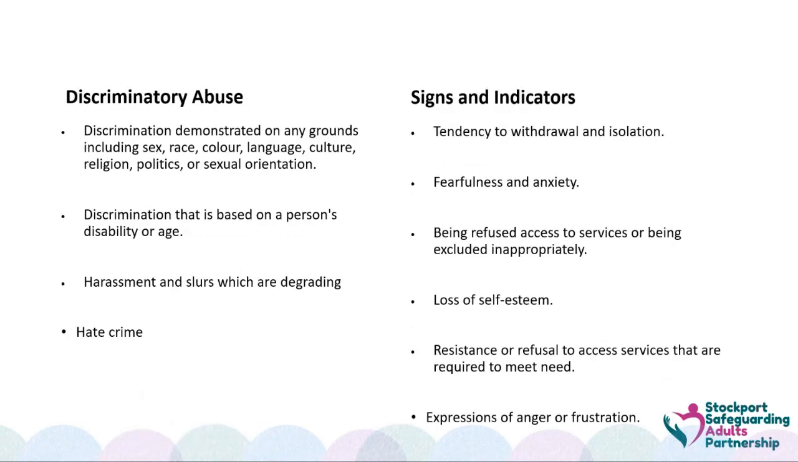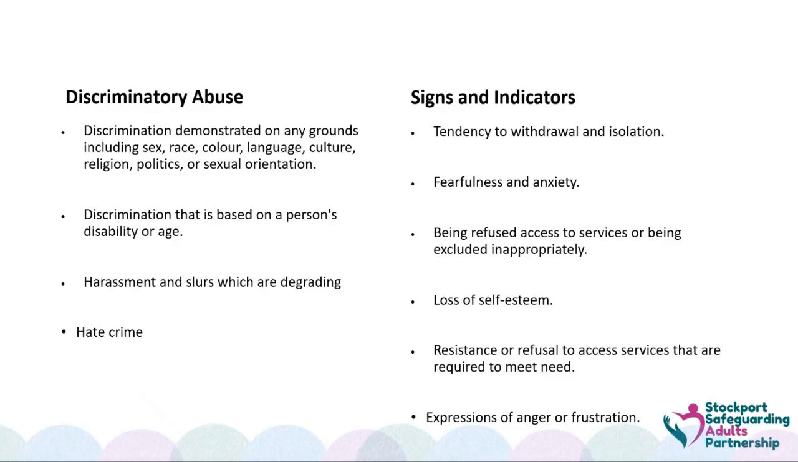Looking at discriminatory abuse, this can include discrimination demonstrated on any grounds, including sex, race, colour, language, culture, religion, politics, or sexual orientation. It can include discrimination that's based on a person's disability or their age. It can include harassment and slurs which can be degrading for that individual, and it can include hate crimes.